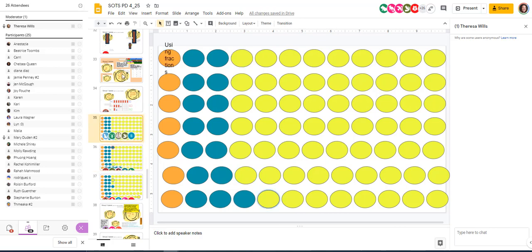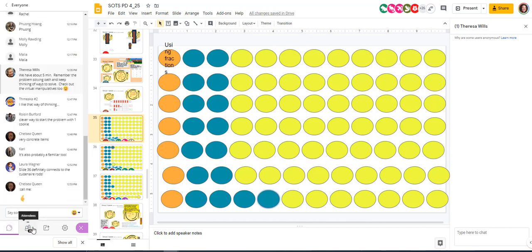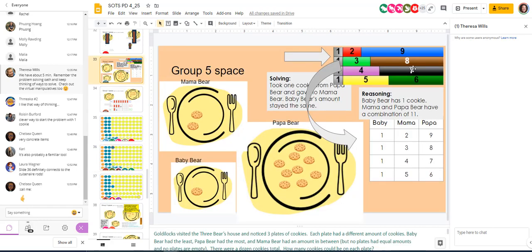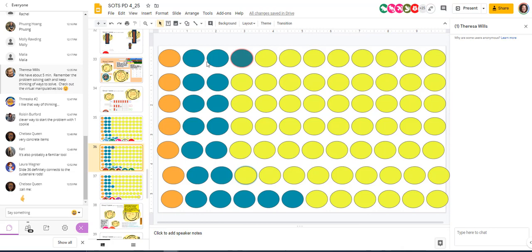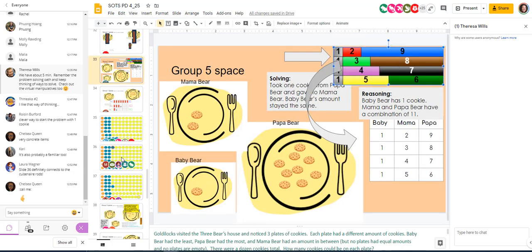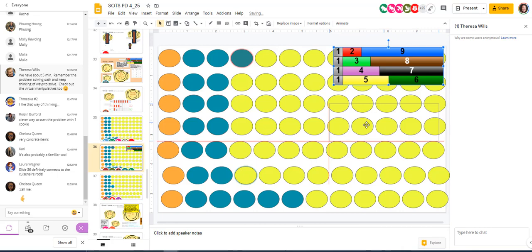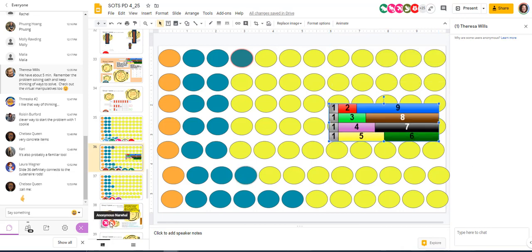Very cool. Someone said that this connects to the Cuisinart rods. Can you be a little more specific? Turn on your mic and tell us, how do they connect? So looking at slide 36, I definitely had a connection to the Cuisinart rods, because the idea of the Cuisinart rods is that the total is constant, that you're seeing the group of cookies as a whole, and then you're subdividing Mama, Papa Bear, and Baby Bear within that whole. So here on slide 36, the set is not changing unless a kid takes away one of those circles. So it's that same connection and that constant with Baby Bear having one cookie.